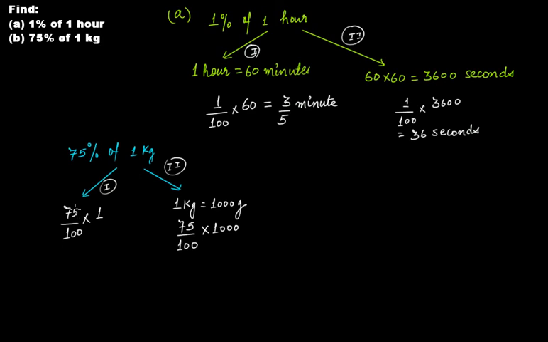So 75 over 100 times 1 gives you 75 over 100, and this gives you 0.75 kilogram. Because in this one we have not converted this unit. It is as it is. But in this case we have converted. So 75% of this one is 750 grams. Right.